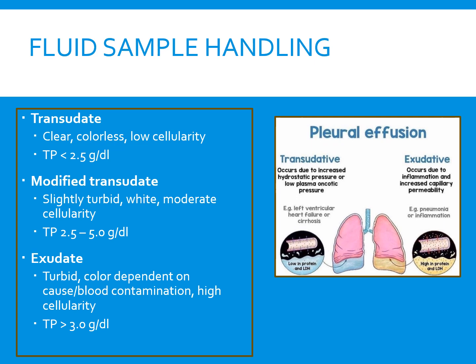The main mechanisms from which effusion can occur, again, are transudation and exudation. And you can see on the right, we have an example of pleural effusion, and the transudate occurs due to increased hydrostatic pressure or low plasma oncotic pressure. And then the exudate occurs due to inflammation and increased capillary permeability. So you can see through inflammation why we might have more cellular contents in the exudate.